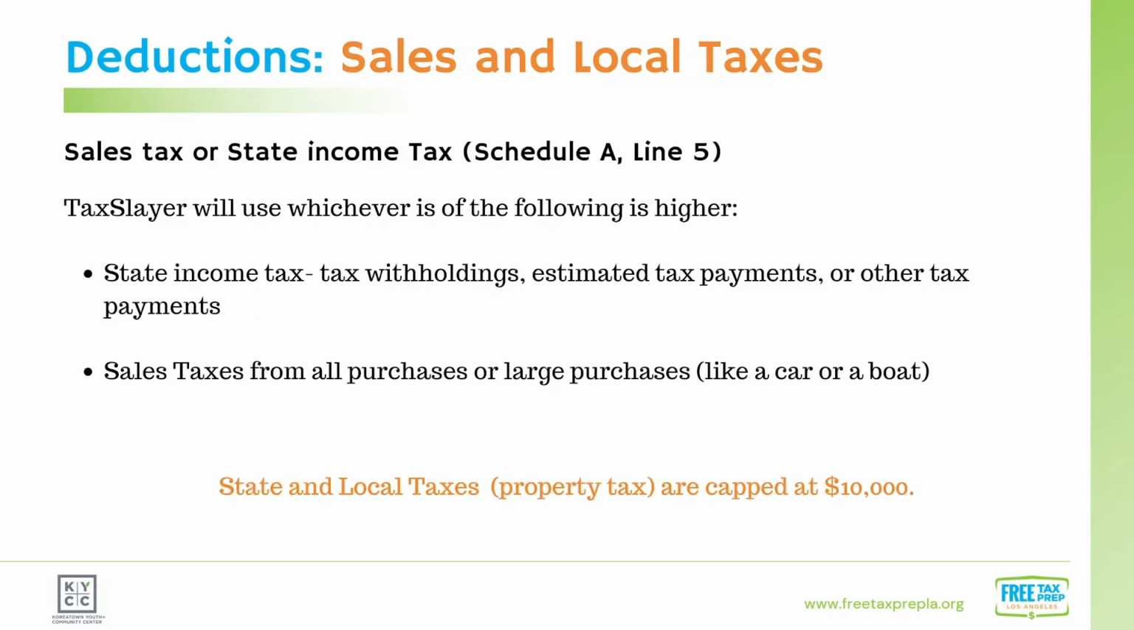Moving forward, for sales and local taxes. So, sales tax or state income tax, otherwise also known as SALT taxes, can be found on Schedule A, line 5. TaxSlayer will use whichever of the following is higher. State income tax, which refers to state income tax withholdings, estimated tax payments to the state, or other tax payments to the state. Or sales tax from all purchases or large purchases, like a car or a boat. However, state and local taxes and property taxes are capped at $10,000.